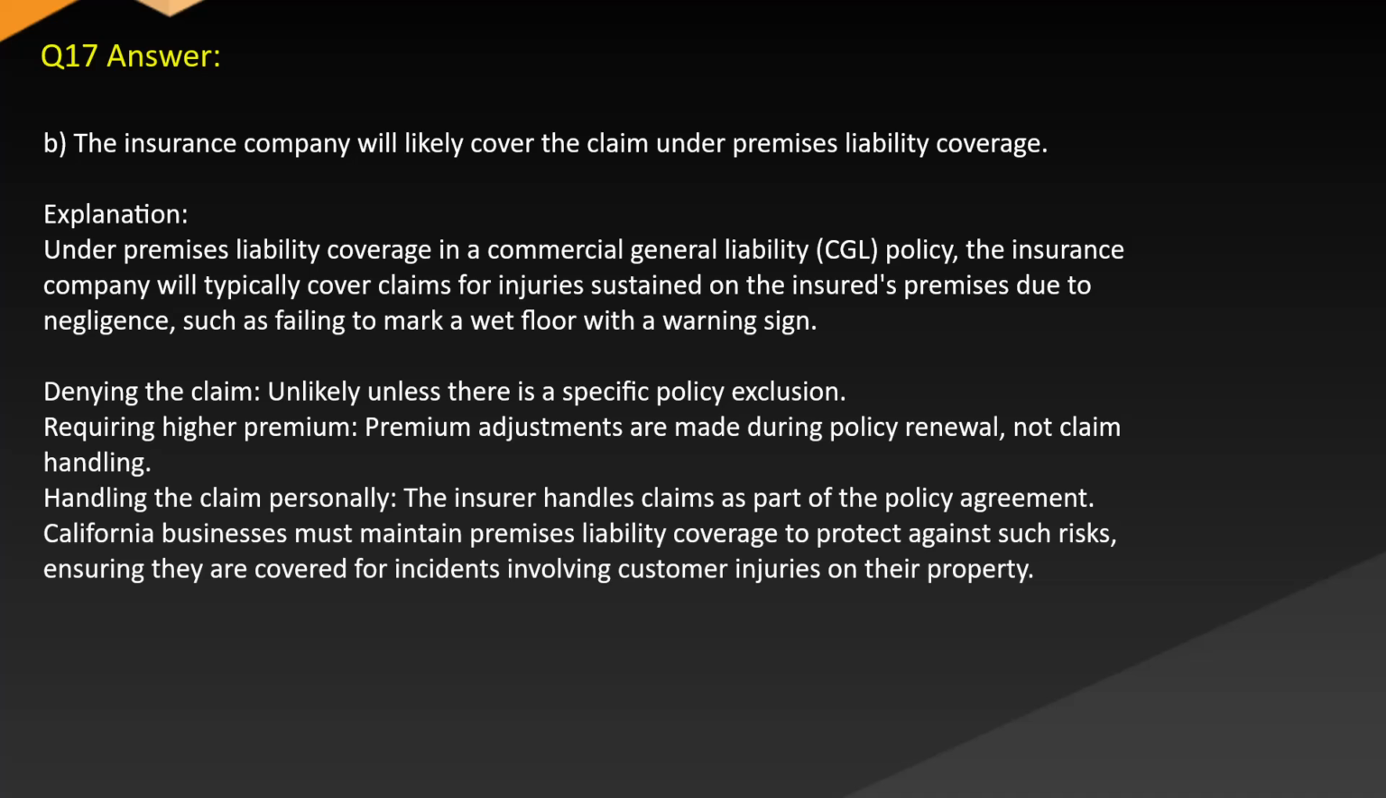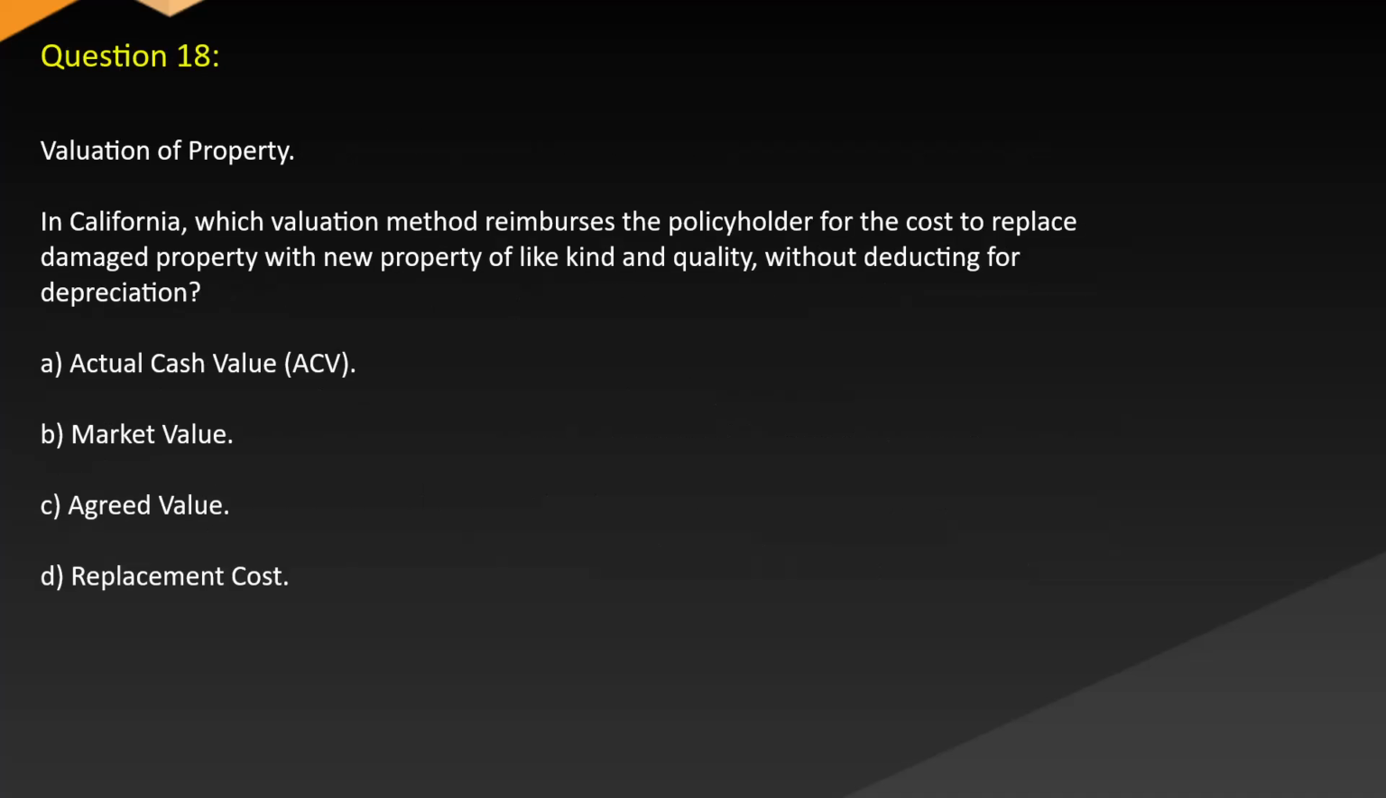Explanation: under premises liability coverage in a commercial general liability (CGL) policy, the insurance company will typically cover claims for injuries sustained on the insured's premises due to negligence, such as failing to mark a wet floor with a warning sign. Denying the claim is unlikely unless there is a specific policy exclusion. Requiring a higher premium is wrong: premium adjustments are made during policy renewal, not claim handling. Handling the claim personally is wrong: the insurer handles claims as part of the policy agreement. In California, businesses must maintain premises liability coverage to protect against such risks, ensuring they are covered for incidents involving customer injuries on their property.